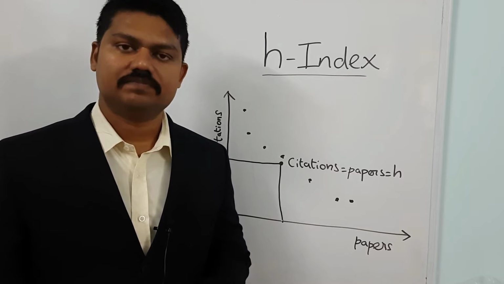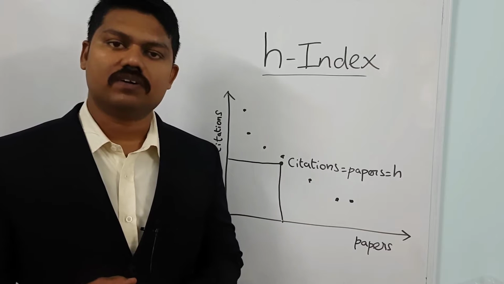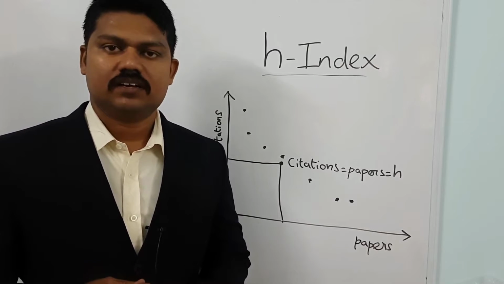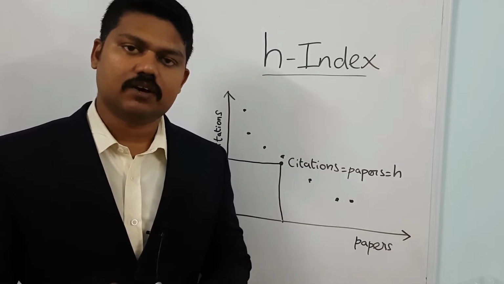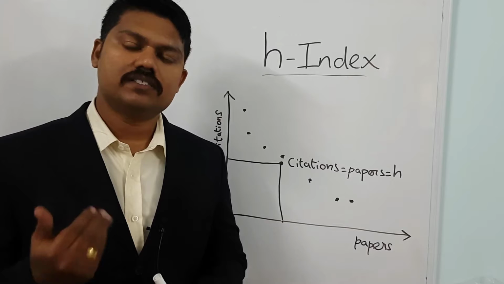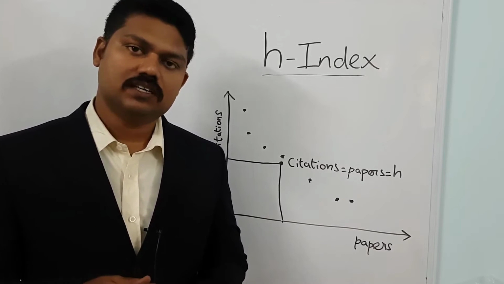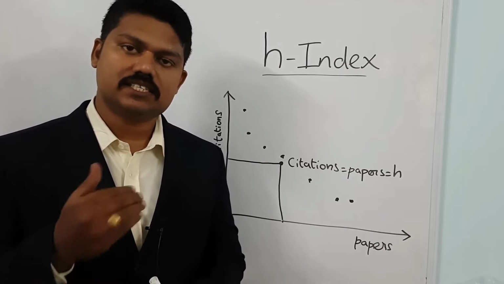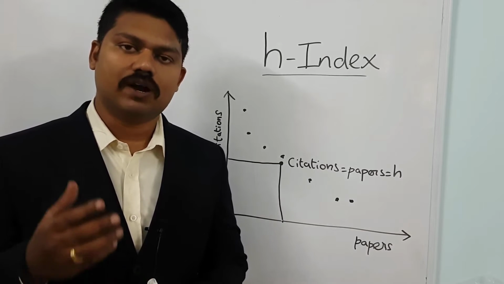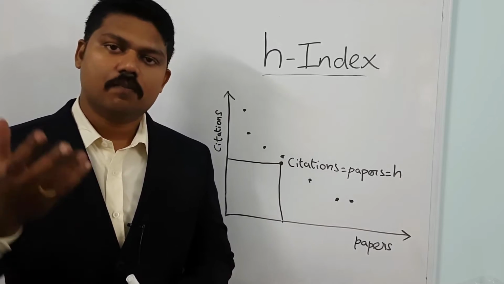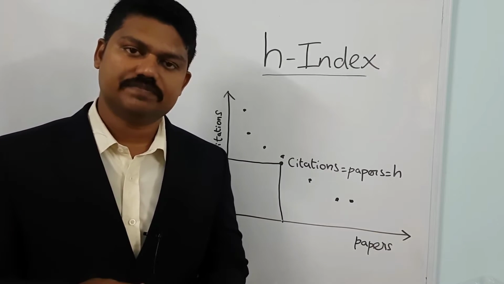Analysis of published data. It is a tool used to analyze the productivity and quality of a researcher. It is based on quantity and quality. Here in H-index, the quantity refers to the number of research papers published by the researcher, and quality refers to the number of citations his research papers have acquired in other journals.